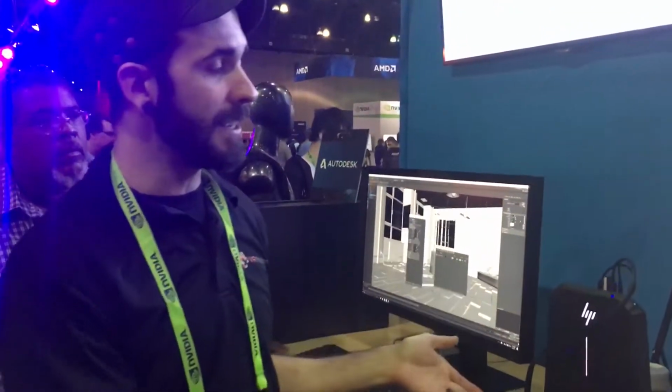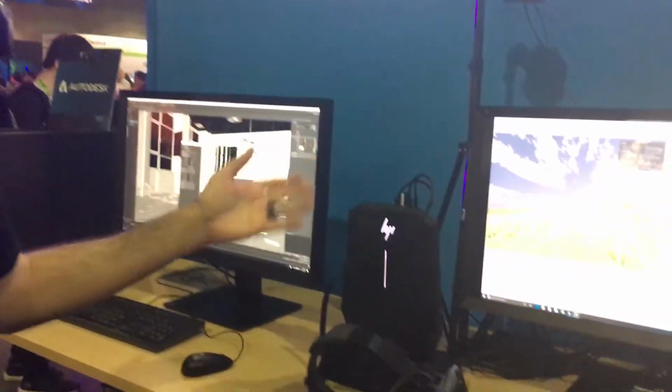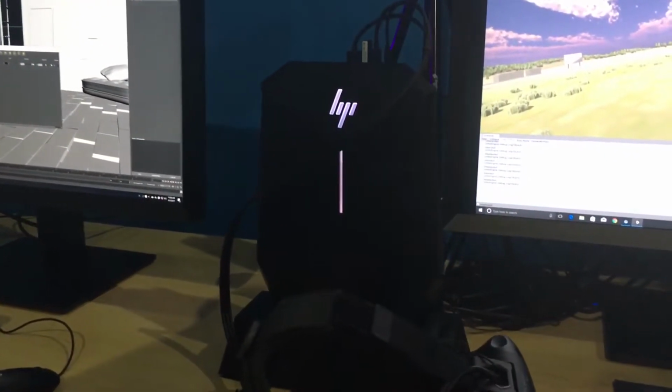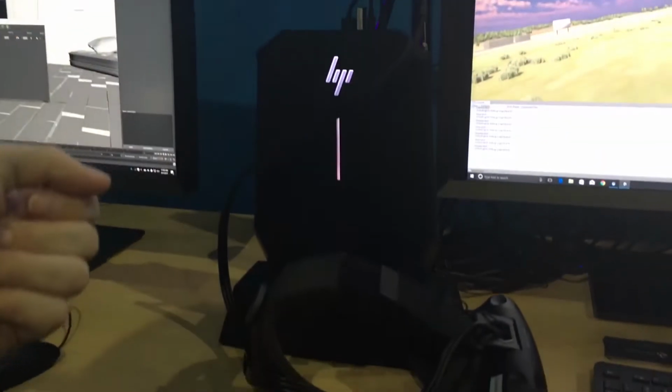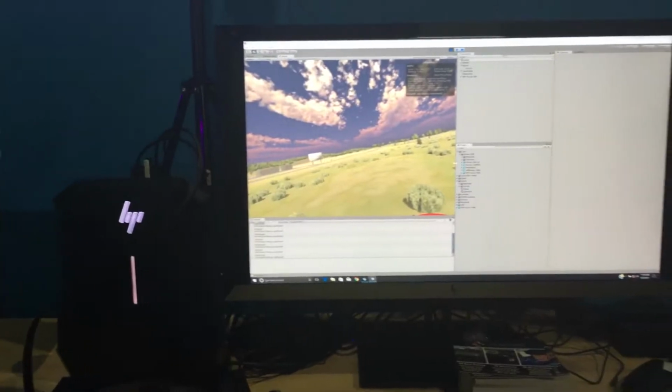Okay, so this right here is the HP Z VR workstation. It just got announced like at 5 o'clock last night, so it's brand new spanking technology. What's inside of it is an i7 processor, 32 gigs of RAM, 500 gigs of SSD memory space, and an NVIDIA P5200 graphics card. So it's definitely a beast of a machine.